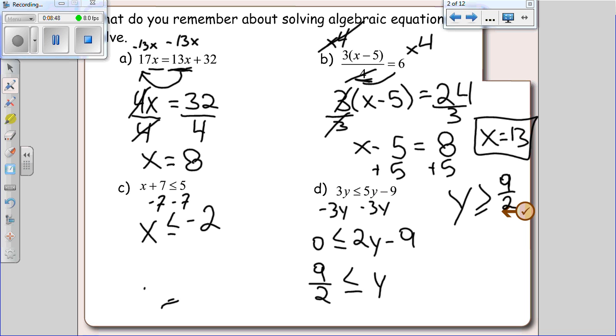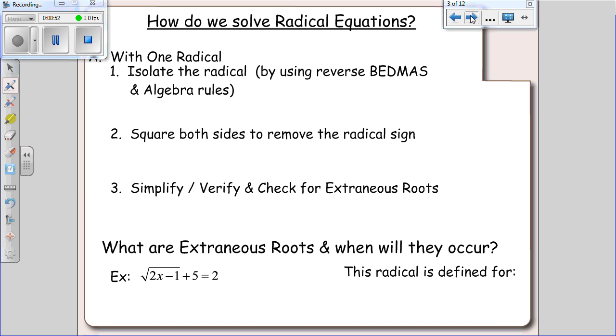Okay. Now that we've done the easy, the basic stuff, let's put some radicals in there and see if we can't make us hate that a little bit. So, we're going to throw some radicals in there. Here is a slide with some nice step-by-step instructions on how you should solve for a variable if you have a radical.